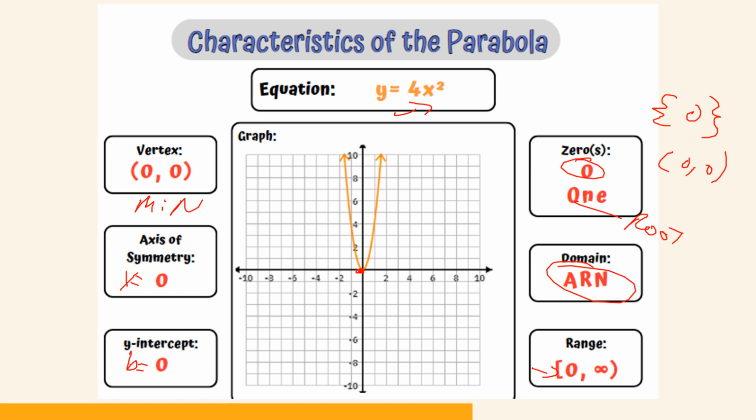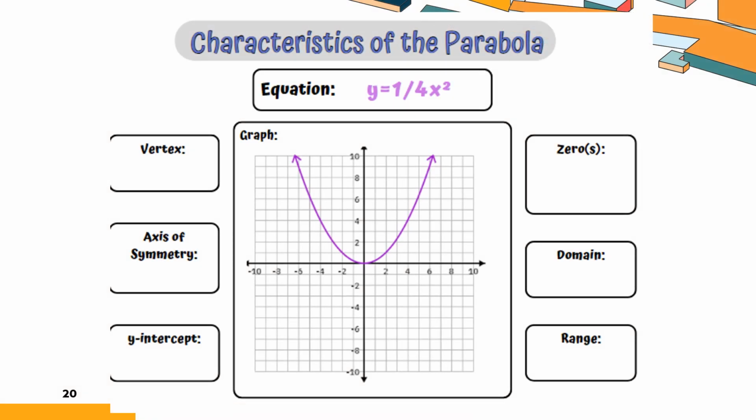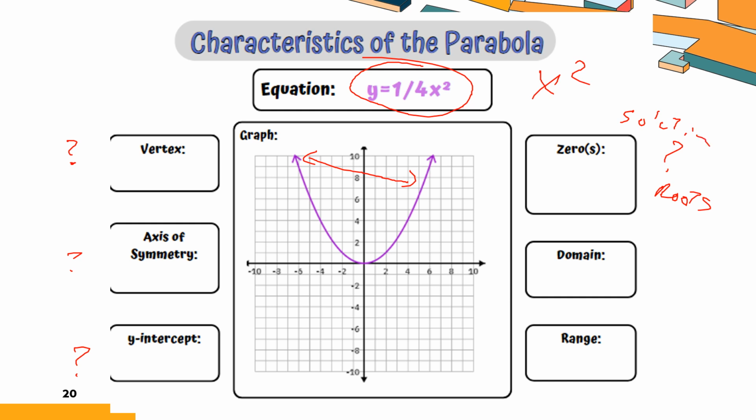We've got a few more to look at. So let's compare this to what we did just a second ago with the 4x squared. 4x squared was more narrow than the parent function of x squared. This one's going to be a little bit wider, but the work still works the same. So pause the video, find your vertex, your y-intercept, axis of symmetry, your zeros, your roots, your solutions, your domain, and your range.